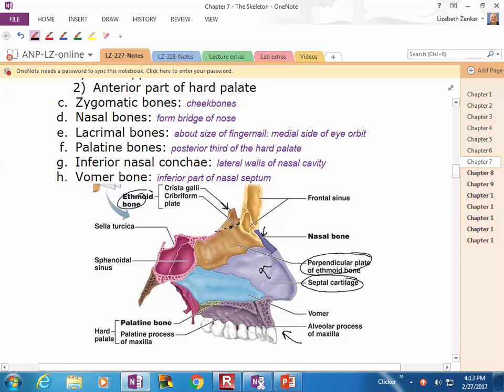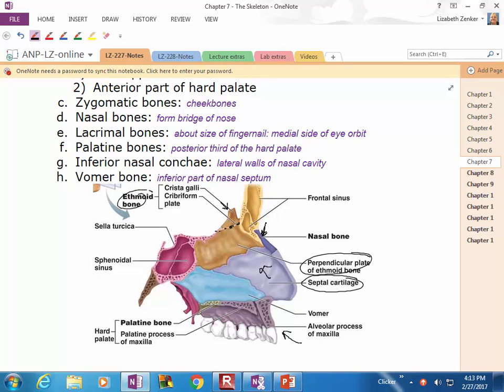And you also have two zygomatic bones. These help form your cheekbones, correct? One on each side. You have two nasal bones. These are tiny, but they form the bridge of the nose, so they're just on that top little portion there. Notice the teeny little guy there, right? You have two lacrimal bones, which are even smaller, but on the inside. These are about the size of a fingernail, and it's on the medial side of the eye orbit. So this is one of the bones that helps form the orbit area.